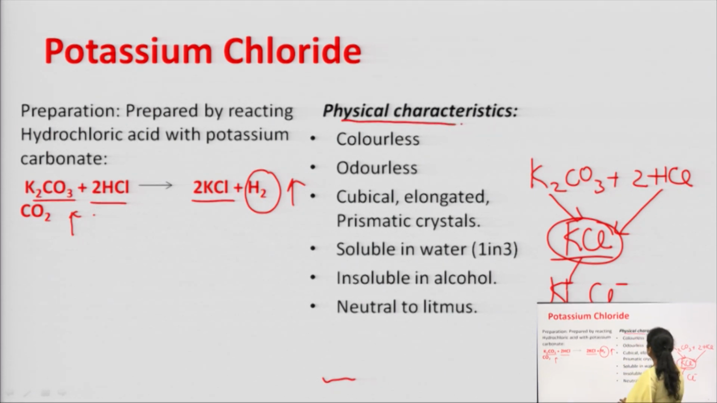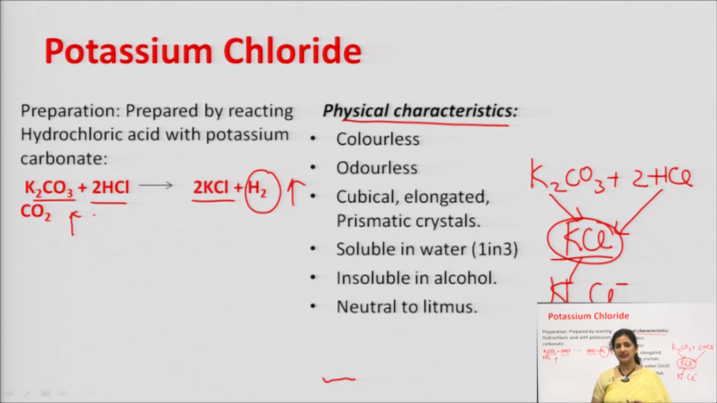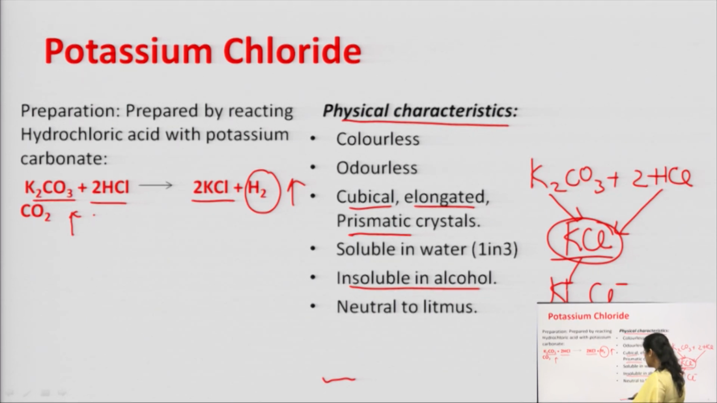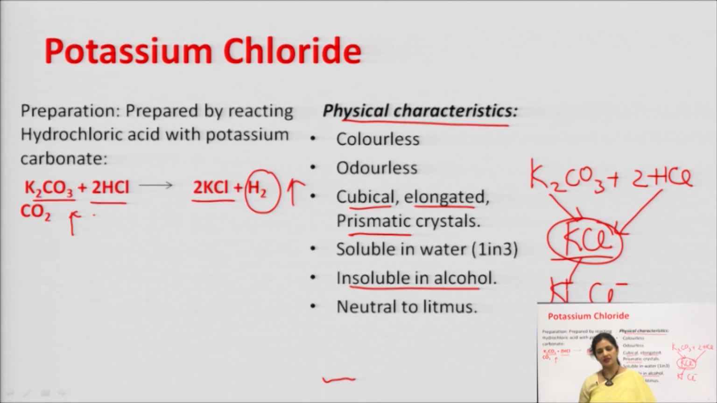The physical characteristics of potassium chloride are that it is colorless, almost white, and odorless, with no smell of its own. The crystals are cubical, elongated and prismatic in shape. It is soluble in water, with a solubility of almost 1:3 ratio. It is insoluble in alcohol and neutral to litmus. Neither does it turn blue litmus red nor red litmus blue. So, it is neutral to litmus.